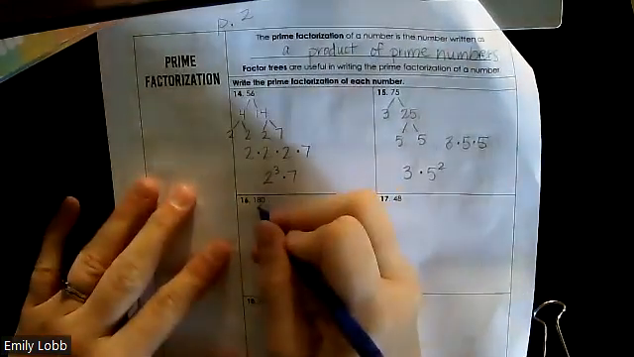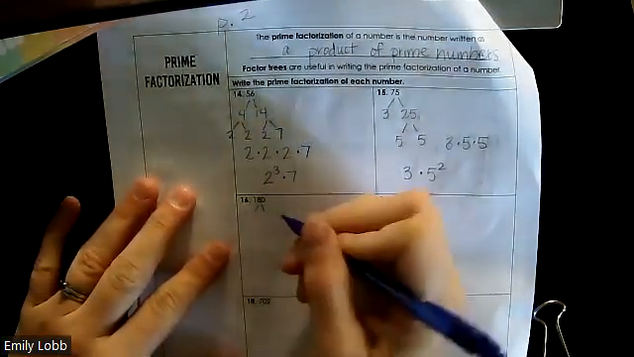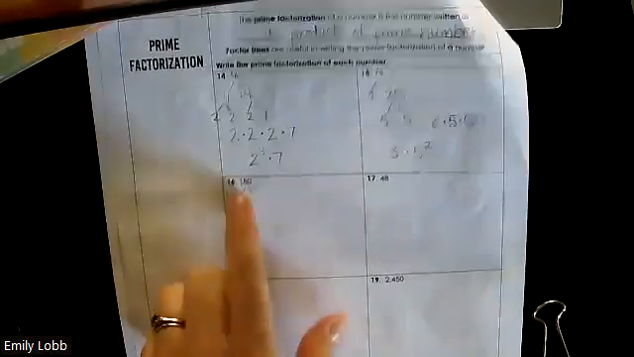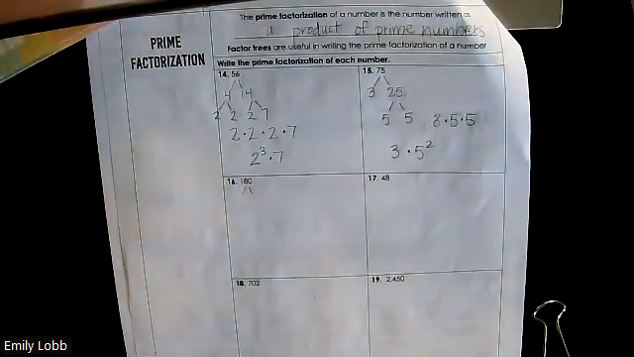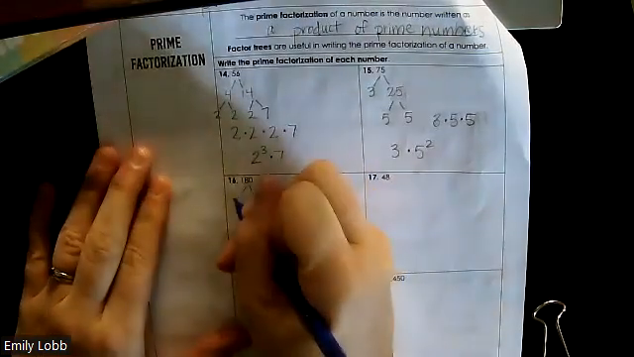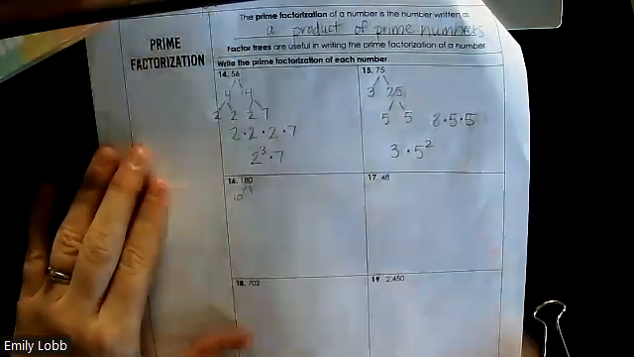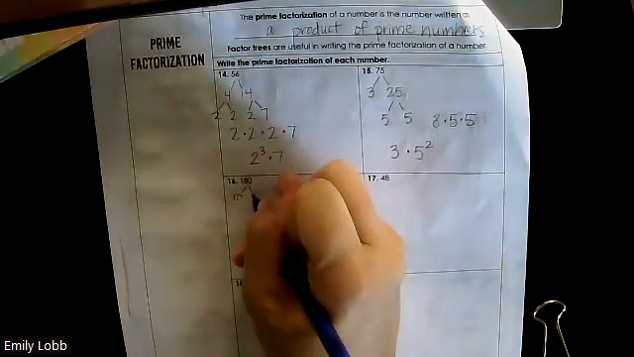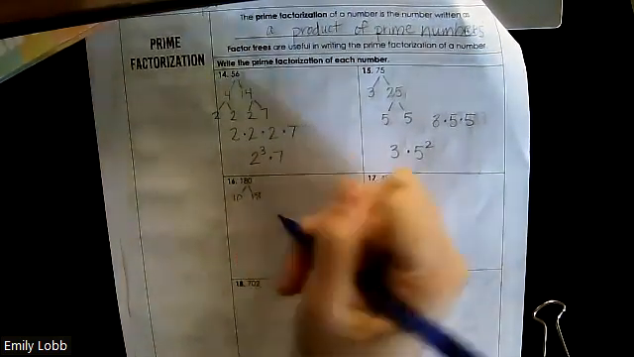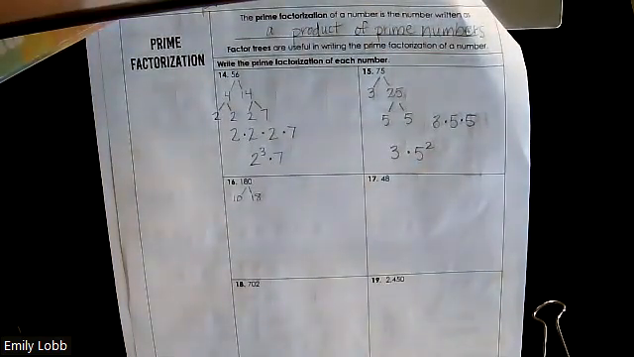So let's try 180. If it ends in 0, what do we know it's divisible by? 10. So let's start with 10. 10's a nice number. 10 times what is 180? You can say it. 18. 10 times 18. 10 times 18 is 180, my friend.